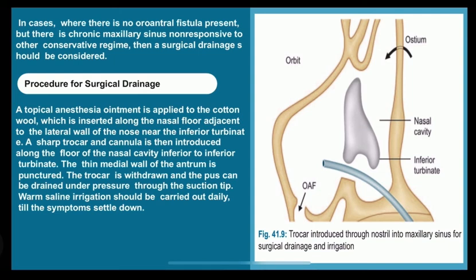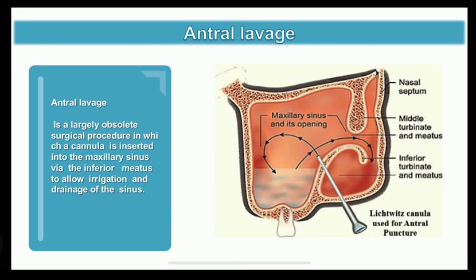and the thin medial wall of the antrum is punctured. The trocar is withdrawn and the pus can be drained under pressure through the suction tip. Warm saline irrigation should be carried out daily till the symptoms settle down, as here in the picture. The trocar is inserted through the nostril to the maxillary sinus for surgical drainage and irrigation. Finally, we have antral lavage.